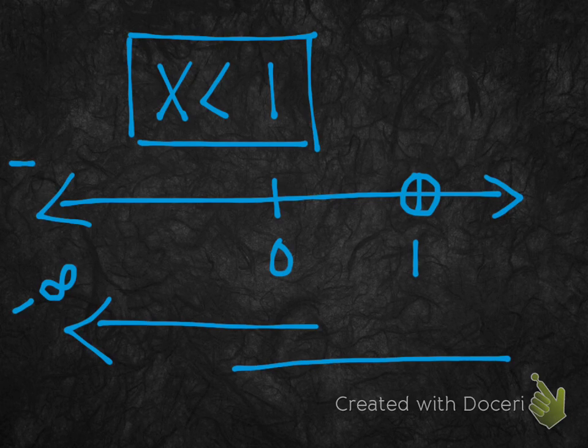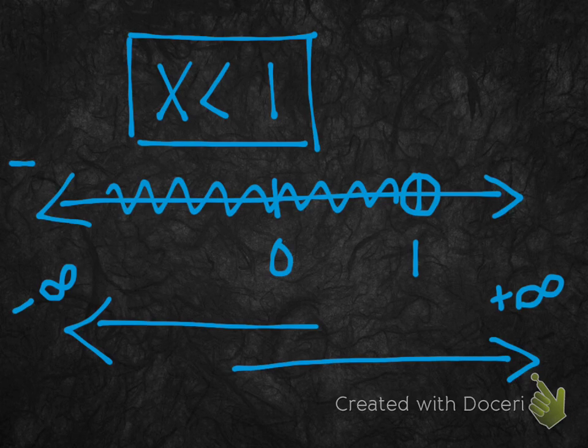And in this direction are my positive infinities. Infinity just meaning the arrow goes on forever. So if x is actually a value less than 1, shade in the direction of all numbers that are less than 1. Easy breezy, lemon squeezy. Let's try another one.